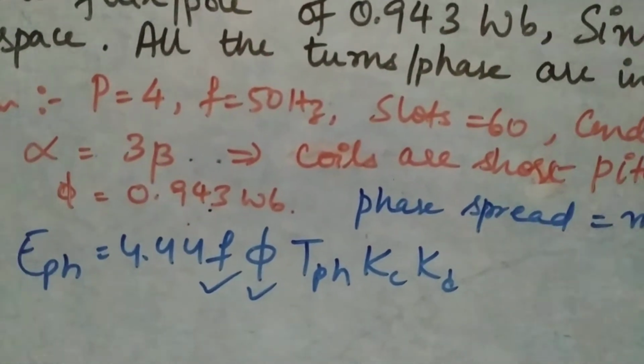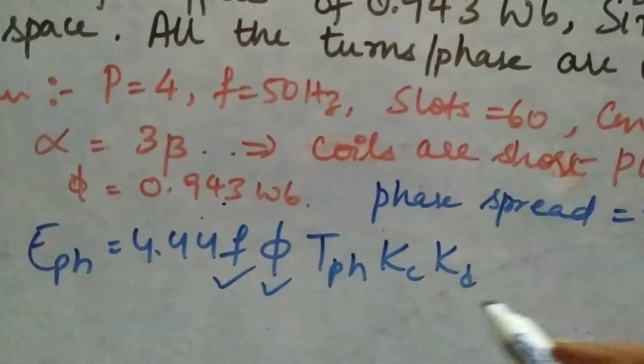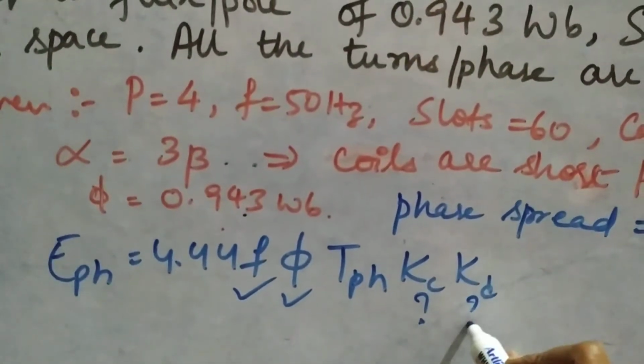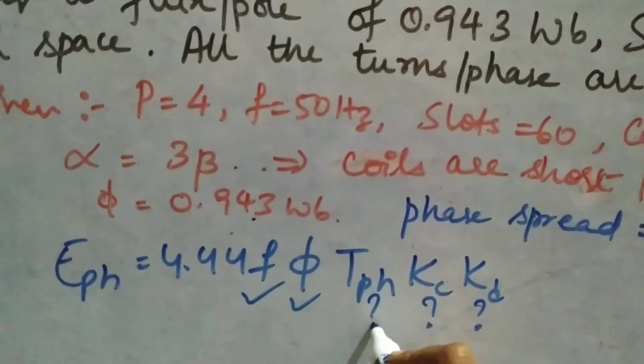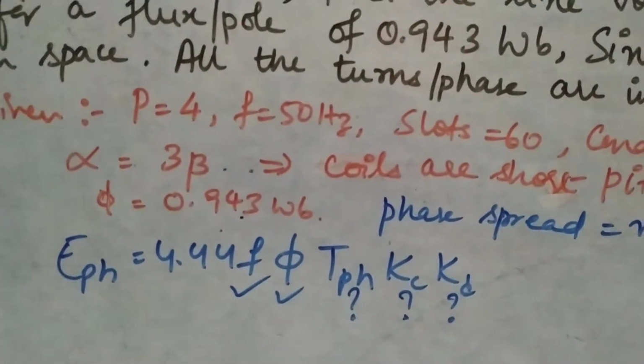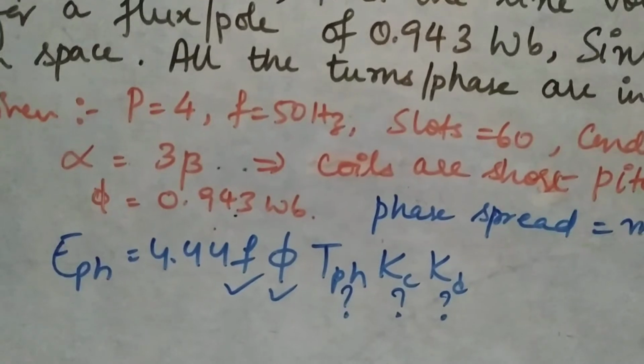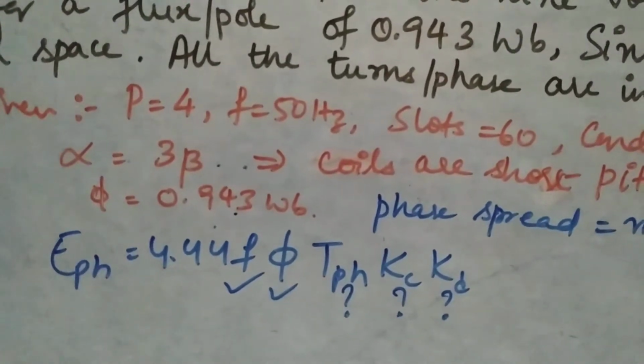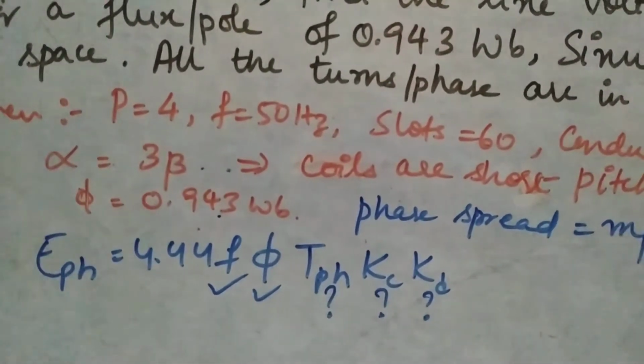So first we should find the value of Kc, then the value of Kd, and also the turns per phase. Before we solve for any turns, we should know the number of conductors, because Z is equal to 2T. First we should know the value of the conductors.